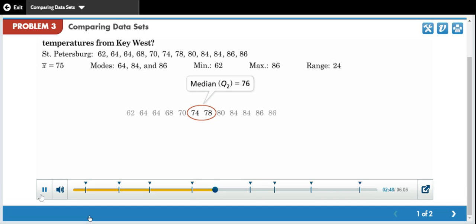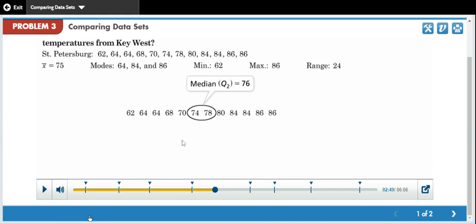So the median is 76. And how we got 76 is we took 74 plus 78, and that gave us 152. 152 divided by 2 is 76.